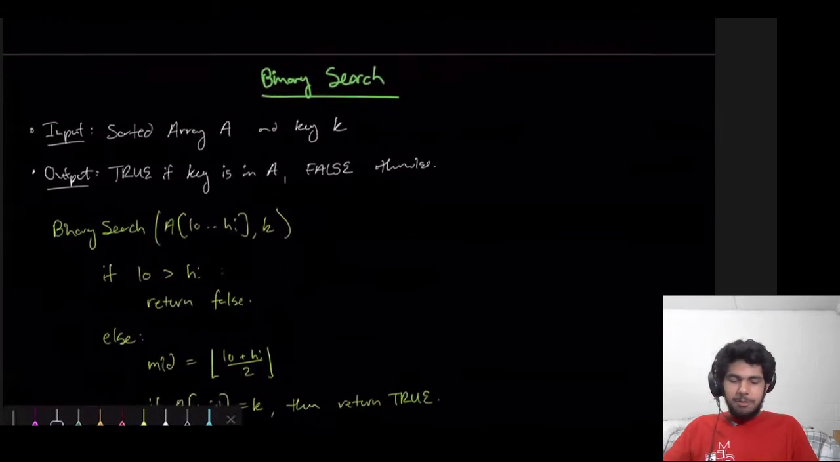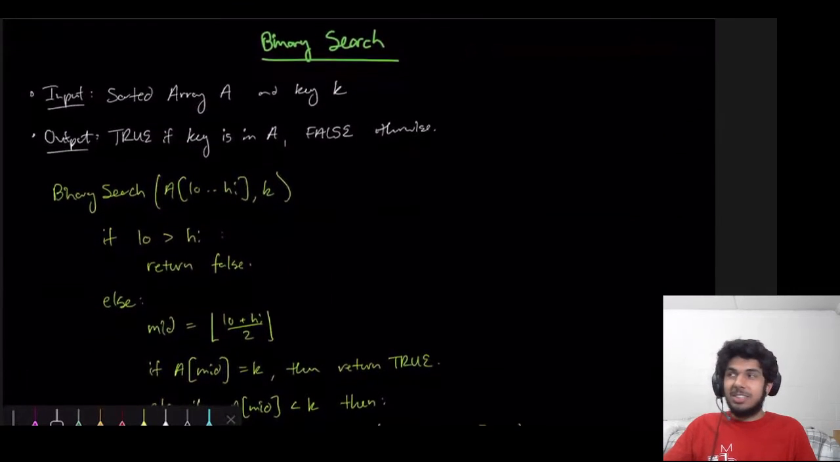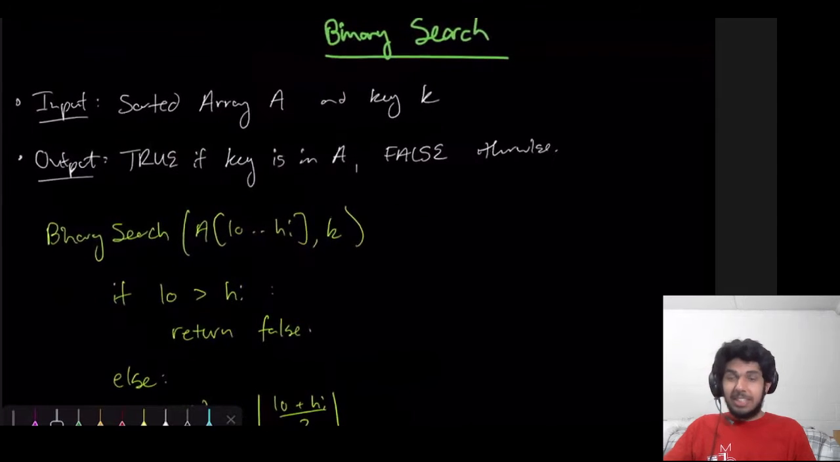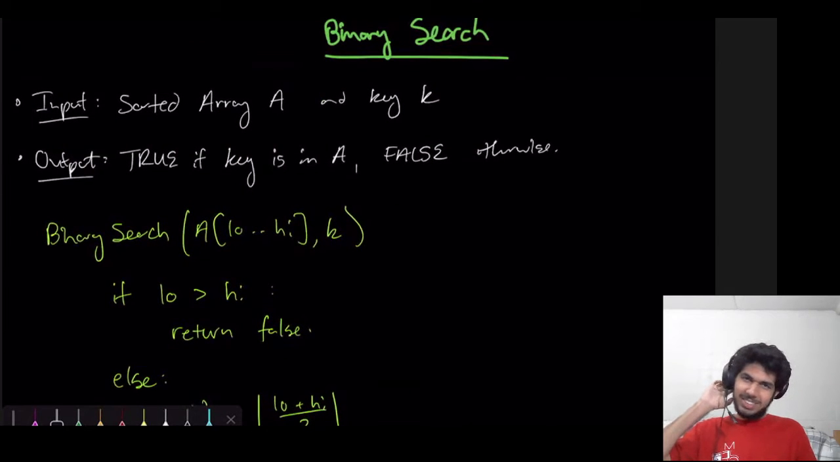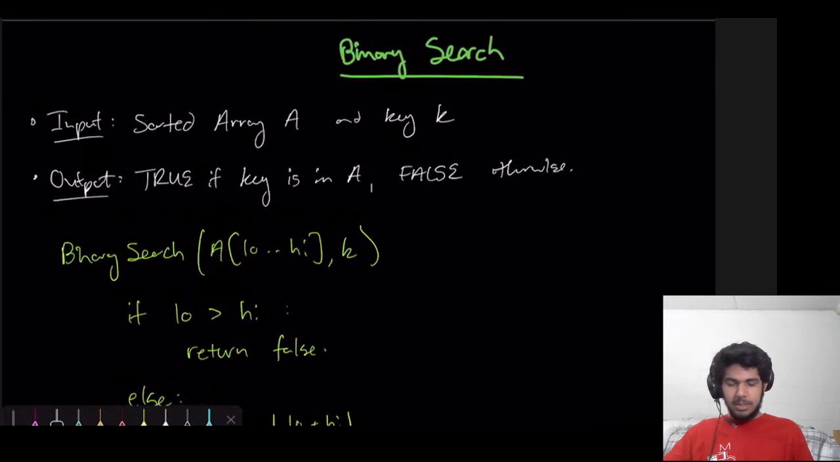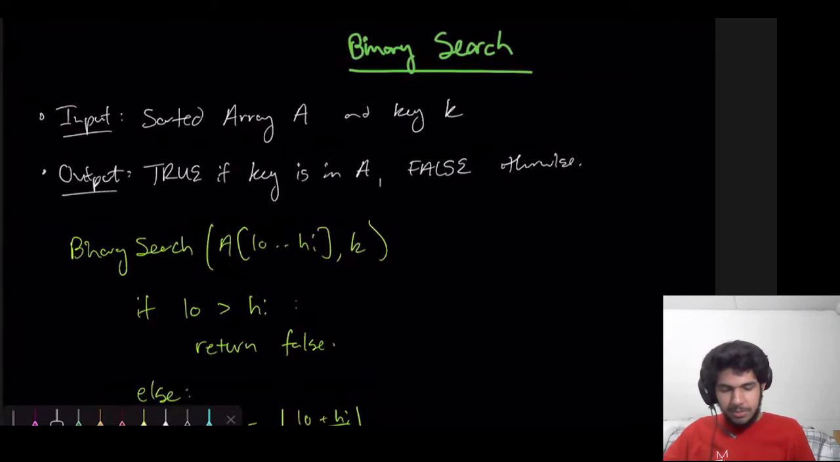So now what happens if we want to find the element quicker? That's where binary search comes into play. One of the most famous algorithms in computer science and insanely efficient as well. Similar to linear search, the inputs to this algorithm are a sorted array A and our key K. We're going to check, is this key within our array? And that's our output. True if it's in A, false otherwise.